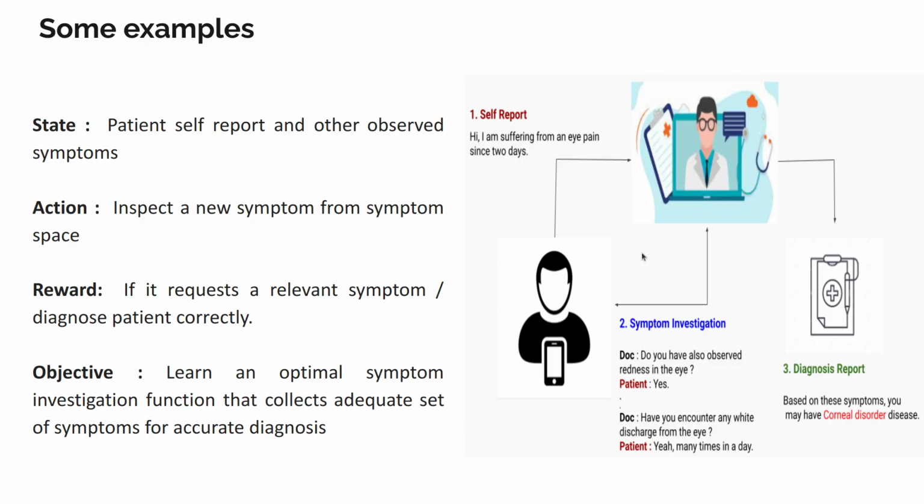So what was the problem? The problem was to make a virtual diagnosis assistant. What will it do? Given the state information, it decides what symptom should be asked. Finally, at the end of symptom investigation, it says what is the most likely disease. So state would be the patient self-report and other observed symptoms: the patient's chief complaint, which is also known as the self-report, and the other symptoms that the doctor or the virtual assistant has observed. All this information will be encapsulated into the state.